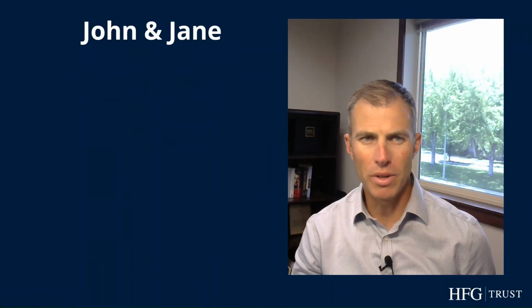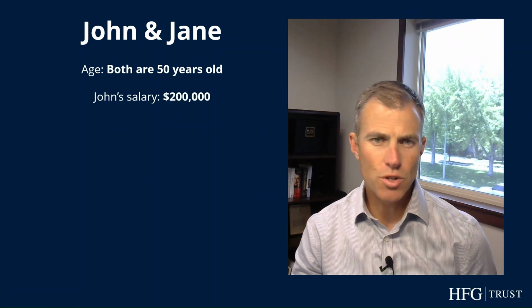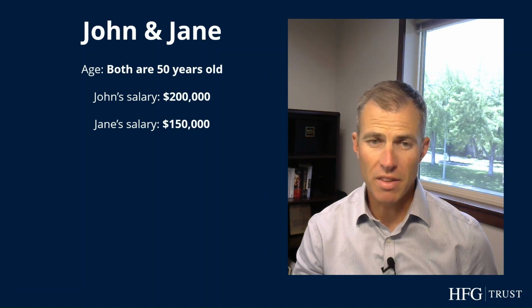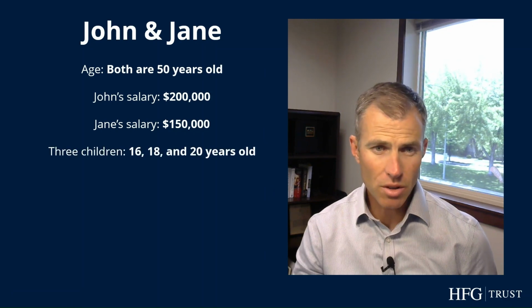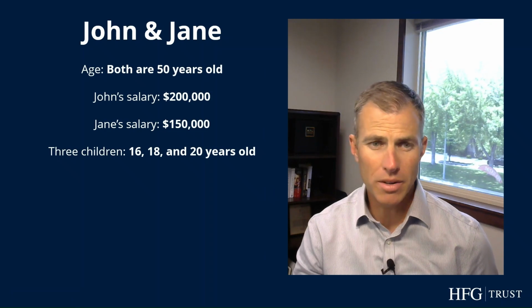Allow me to tee up an example here. We have John and Jane, both are 50 years old. John's salary is $200,000 per year. Jane has a part-time gig that pays really well at $150,000 per year. They have 3 children, ages 16, 18, and 20. So they are either in college or about to be there.